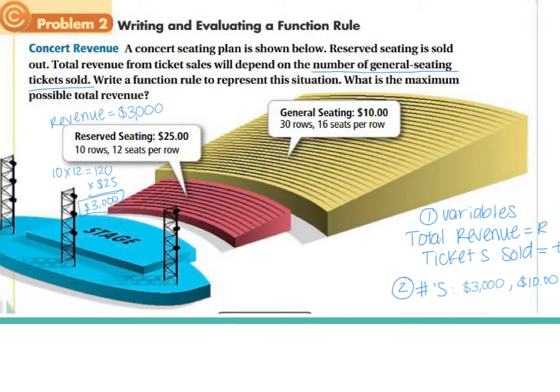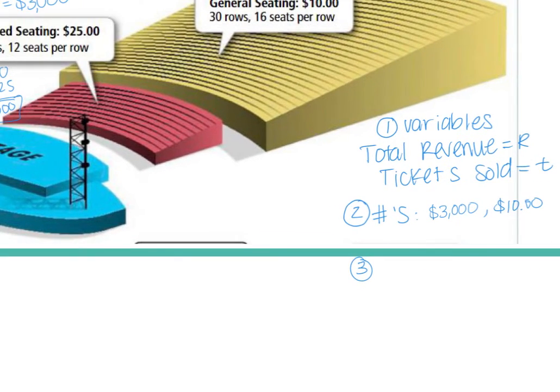Knowing this information, guys, let's go ahead and write an equation. So step number 3, we're going to write our equation, which is going to be y equals mx plus b. So now total revenue, remember, will be your y, equals, and we have to relate it to t. What are we going to multiply t by? Are we going to multiply it by 3,000 or $10?